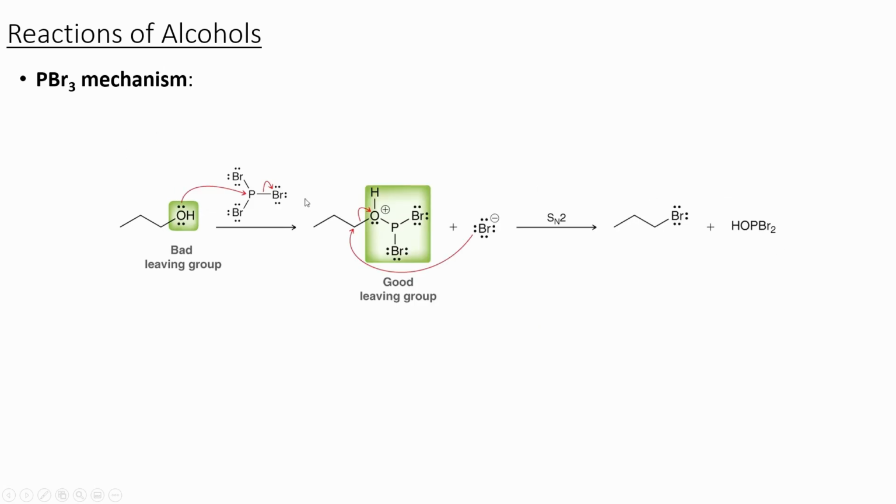PBr3 is going to have a similar mechanism. We begin with oxygen attacking the phosphorus, then the bromine leaves. Now we have created a good leaving group, and the bromine can attack the carbon, which undergoes an SN2 reaction, and the leaving group leaves. That gives us just one byproduct this time, and our alkyl bromide.